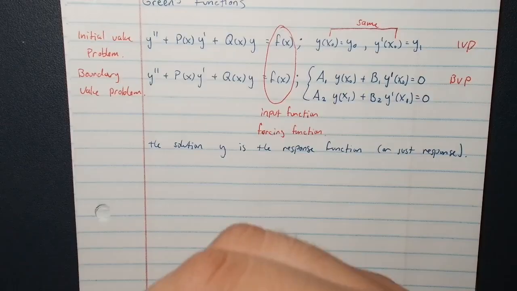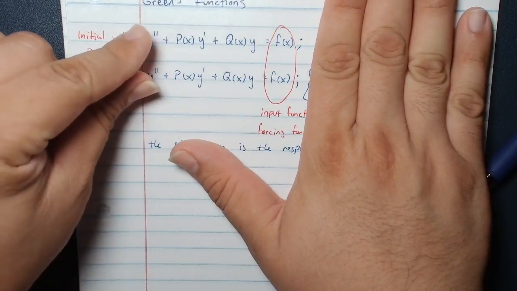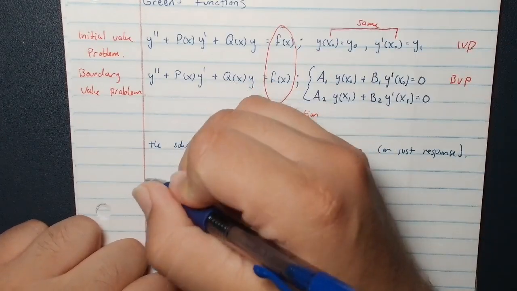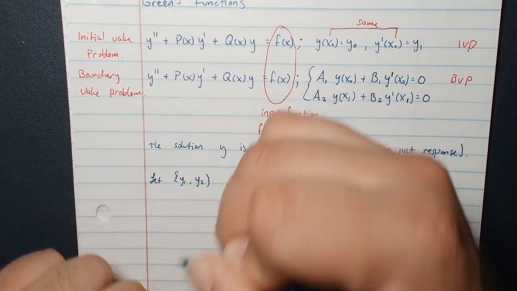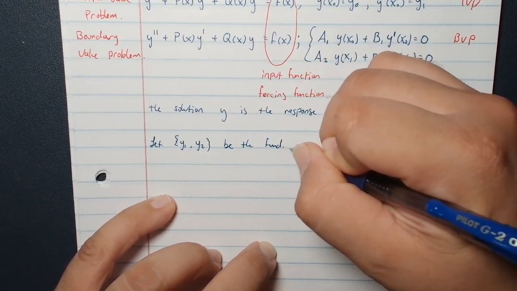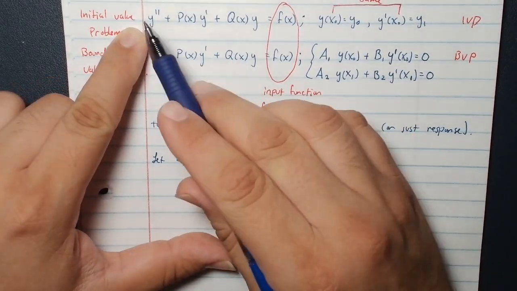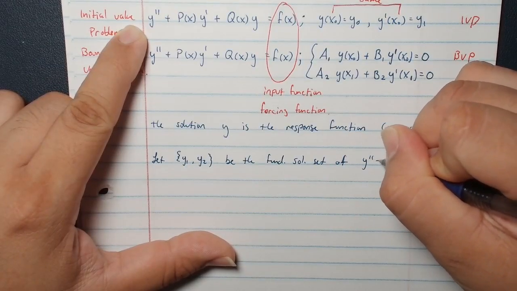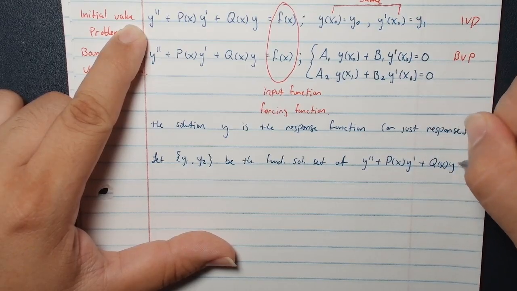Okay, so let's go through that. Let's say we were going to solve just this. Of course, we would start by finding the complementary solution, the solution to this equal to 0. Let the set y1, y2 be the fundamental solution set of this kind of problem. And of course, since it's the fundamental solution set, it's to the homogeneous problem, so we'll pretend that's 0. So the fundamental solution set of y double prime plus p(x)y prime plus q(x)y equals 0.